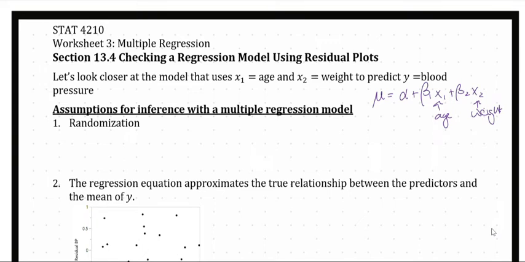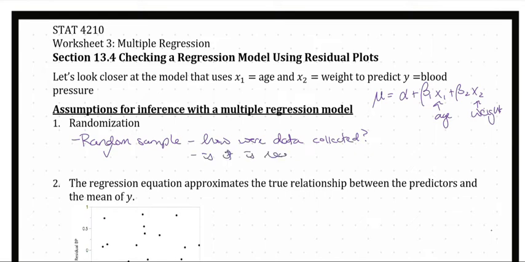So our first assumption is randomization. What this is really saying is that we have taken a random sample. The only way to check this is, how were the data collected? If we took a random sample, then we're good. If it's reasonable that the sample is a representation of the population of interest, then we can say that this has been roughly satisfied.